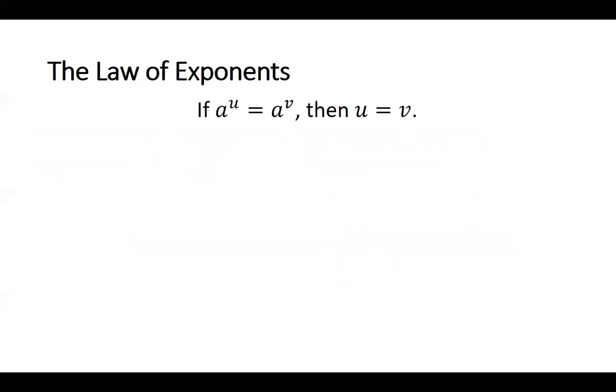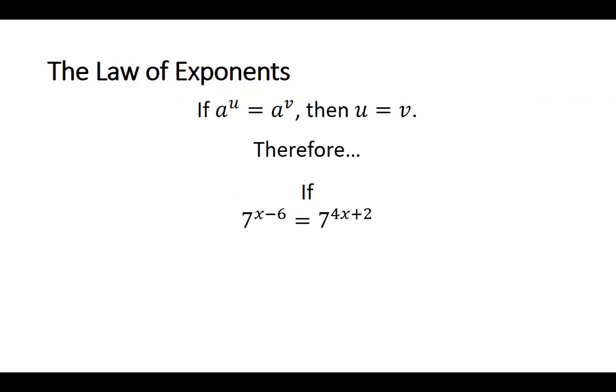Okay, so let's look at the law of exponents. If a to the u is equal to a to the v, then u is equal to v. That should make sense, right? Obviously, if you have a to the 3 is equal to a to the x, then obviously x has got to be 3, right? If you have the same base with different variables for those exponents set equal to each other, then the exponents have to be the same.